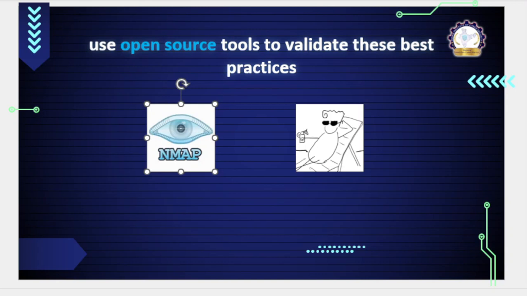HSTS implementation. Now we have to verify that the HTTP Strict Transport Security, the HSTS header, is implemented correctly. HSTS forces the client to always use HTTPS to communicate with the API, even if the user tries to connect over HTTP.